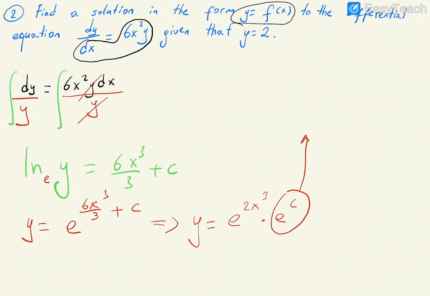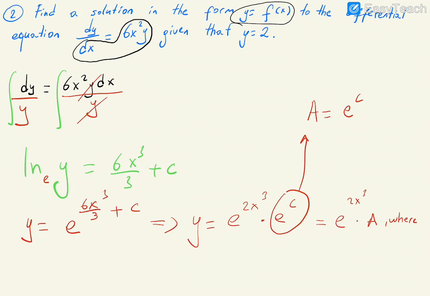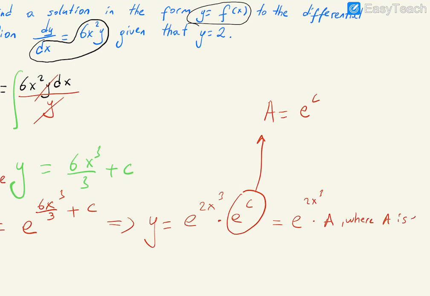The c is a constant number, right? And any number to the power of any other number will give you a number. So we can just call this a equal to e to the power of c. Let's replace it: then I can say y equals e to the power of 2x to the power of 3 times a, where a is e to the power of c. You have to define this, don't forget, otherwise it doesn't make any sense.